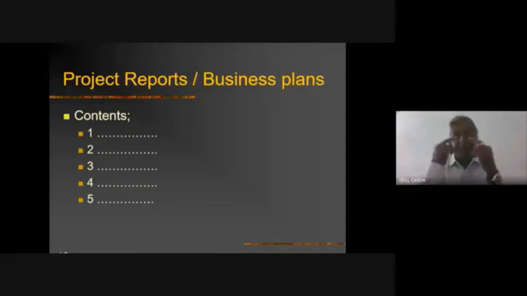They expect a credit facility, maybe a 100 million or 200 million loan, for their project. So they give a project report prepared by an external consultant. The bank credit officer or the bank manager has to analyze the project report. He is not going to prepare the project report. His duty is to analyze it, but there is one exception.